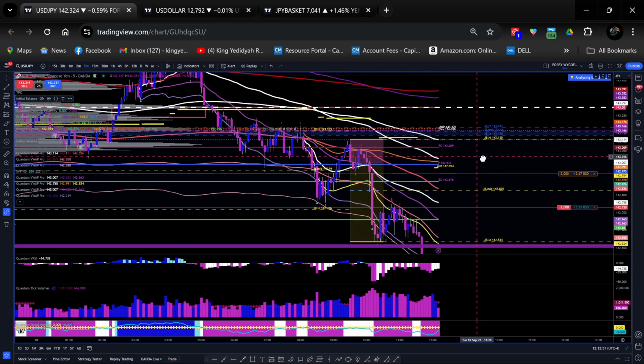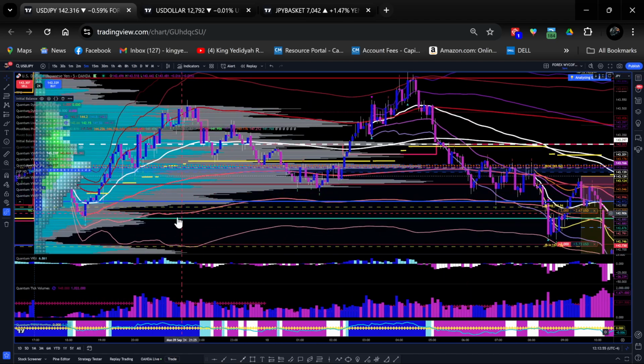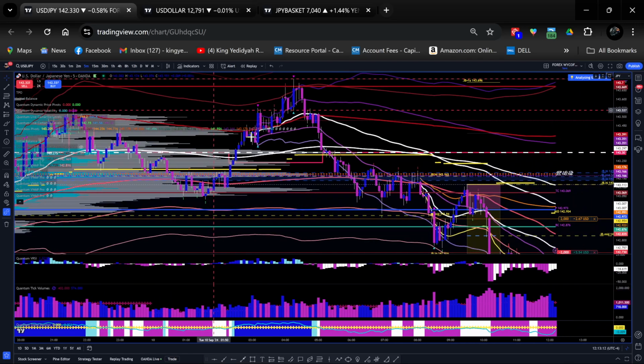So I have a bunch of different anchors here. Let me just explain that, right? From the beginning of the session, we have these red deviations anchored from the beginning of the session yesterday at 1700 hours. And this right here is the market profile and the volume profile combined, right? I know it's kind of messy.